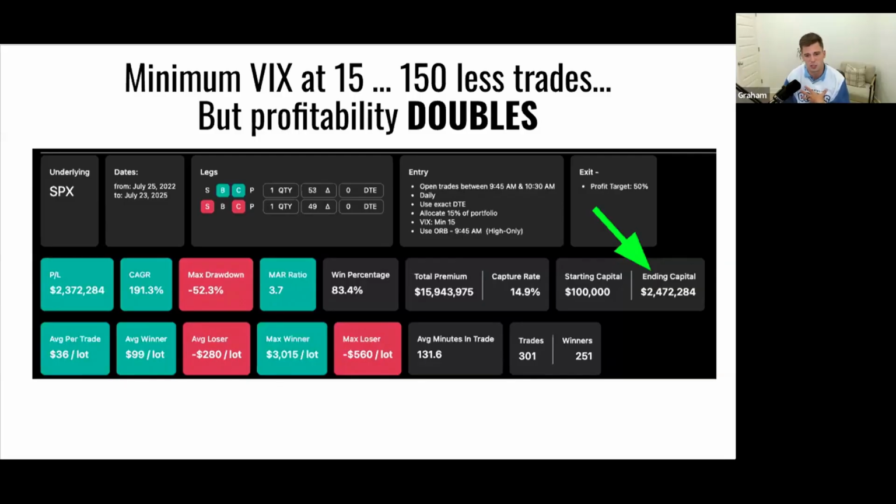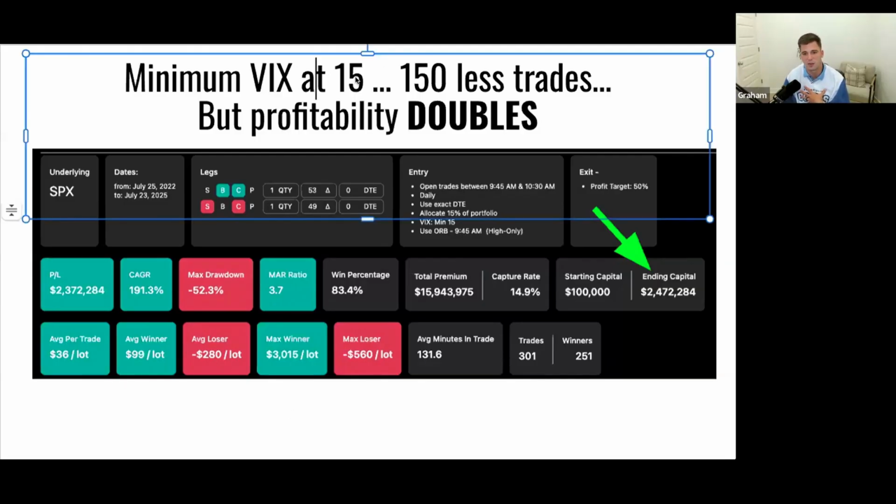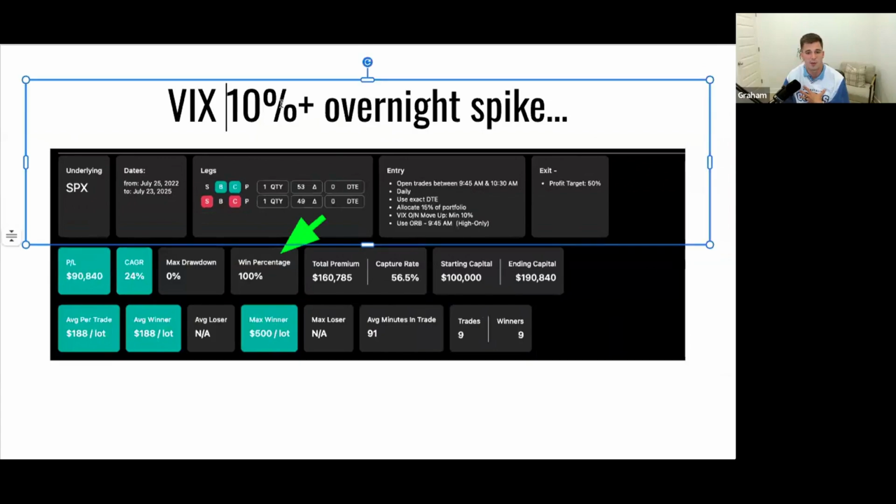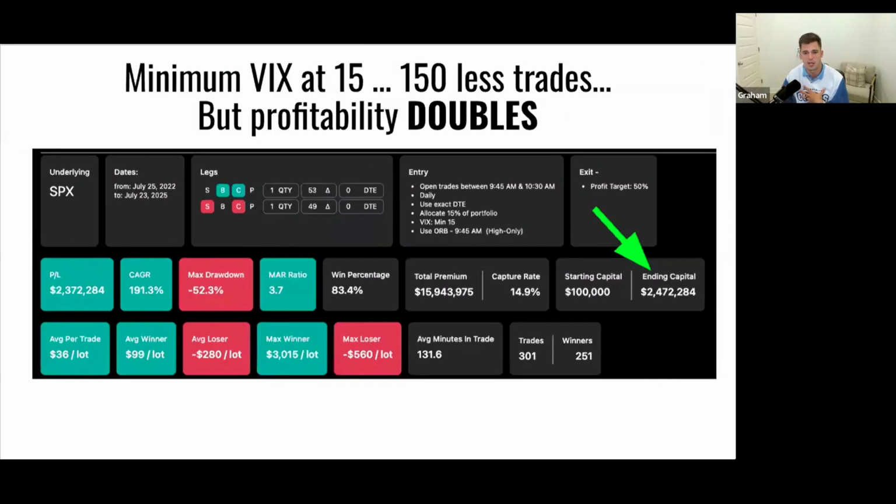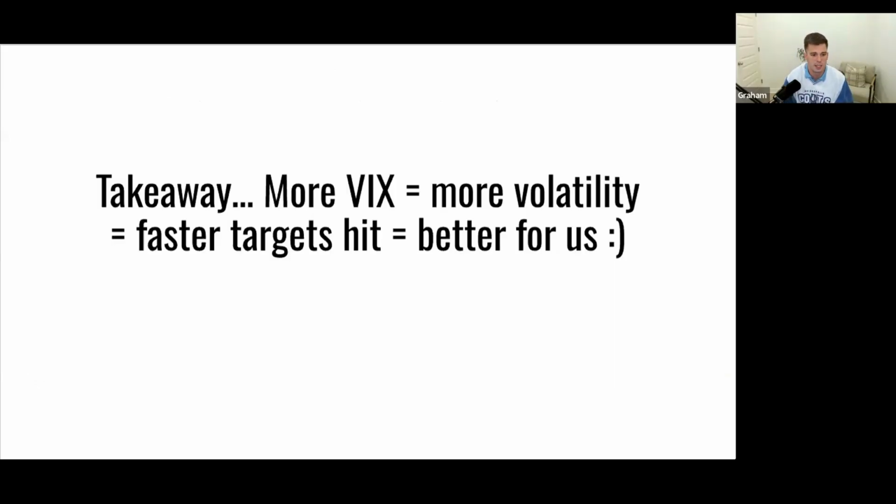I don't really need to see the chart because I need to know: is VIX above 15, or by what percentage is it spiking overnight? Those are my key numbers there. But these are just 2 little nuggets here for increased profitability. Again, the takeaway here is more VIX equals more volatility or more movement, which means we can get to our targets a little bit faster versus a slow market that moves like this, and it takes a little bit longer to get to our target.